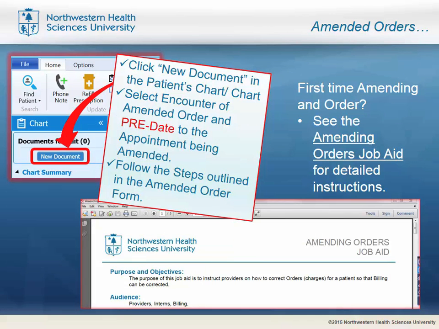Next, we're going to review amended orders. If it's the first time that you're amending an order, you can see the Amending Orders job aid on the SharePoint Training and Resources link. From here, it highlights the differences with amended orders. It first asks for you to click on New Document in the patient's chart that you are amending. When you select the encounter of amended orders, please know that it's important to predate to the appointment that is being amended. Follow the steps outlined in the form, and we'll review in Centricity here.